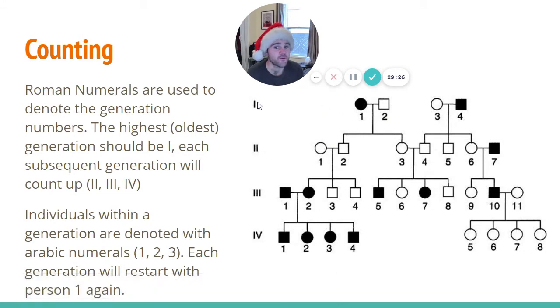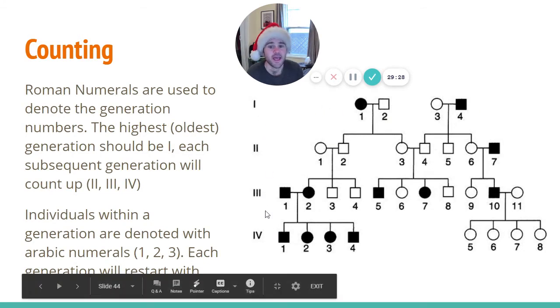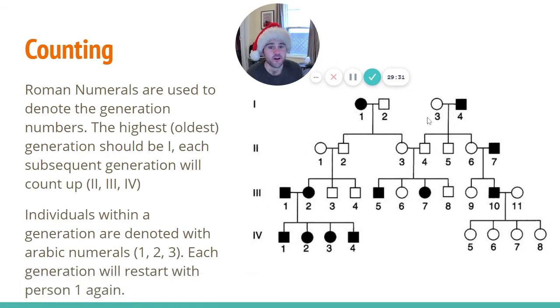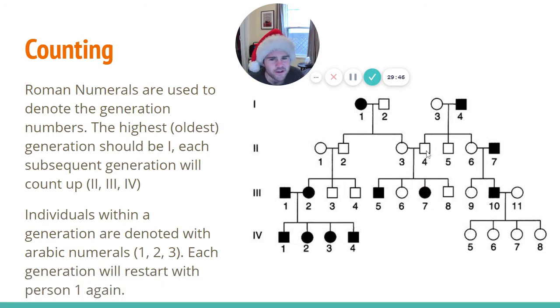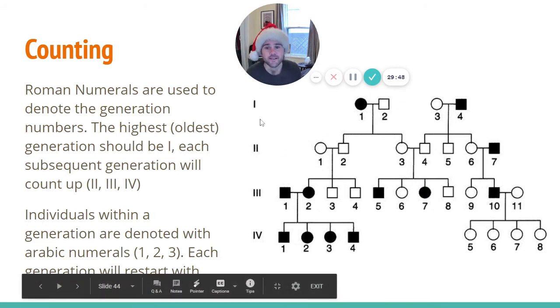So generations are going to be Roman numerals, and individuals in each generation are Arabic numerals, and we start over in each generation. This is going to help us find people in the pedigree, because we don't want to have to worry about scribbling in names everywhere. It's much easier to say, oh, person 37. Yep, I can find that really quickly, instead of being like Jennifer. Okay, where is Jennifer? I don't know. So always number generations with Roman numerals, Arabic numerals for individuals, and restart your numbering with each new generation.